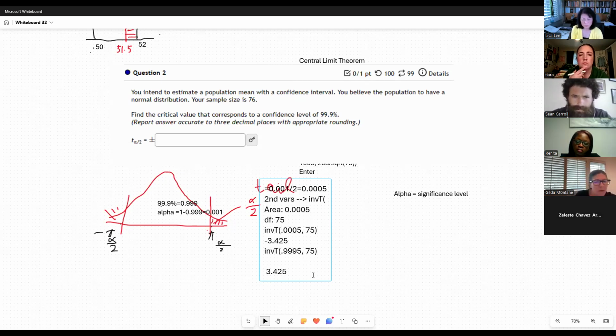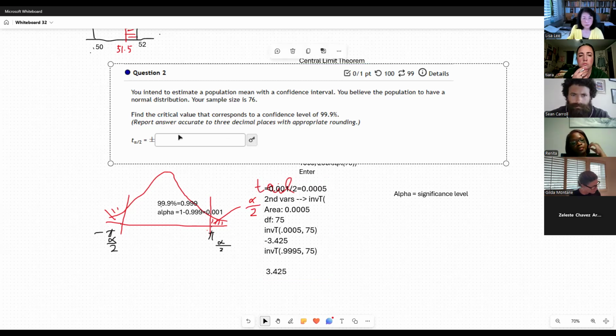So you can try it out. When you press second vars, inverse T, and change the input to area to the left as 0.9995, and degree of freedom, same thing, you should come out with the positive critical value, okay? But our answer just needs the absolute value, like 3.425. They already put the sign outside, plus or minus. So this will give you the understanding of why we have plus or minus, okay?